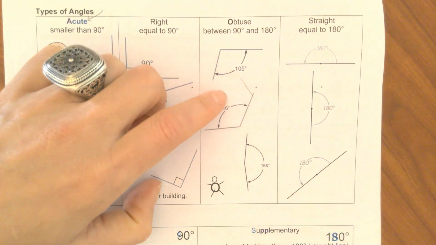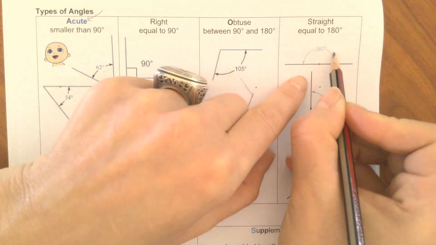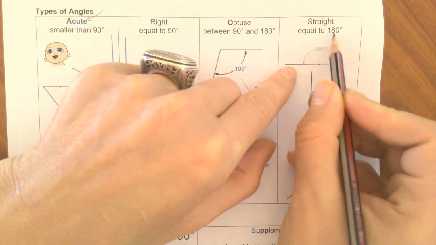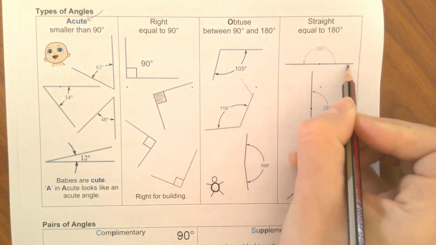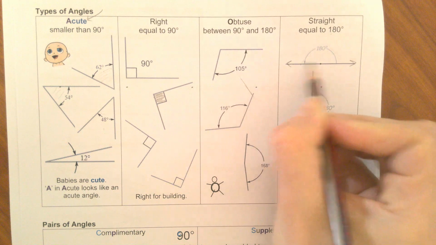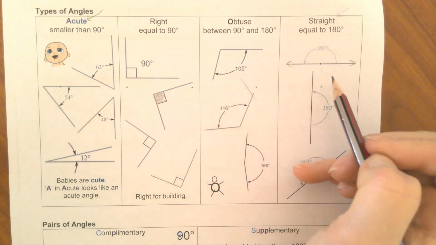If you have an angle that keeps going big, big, big, and it goes to 180, it makes a straight line. When you have a straight line, it's called a straight angle.